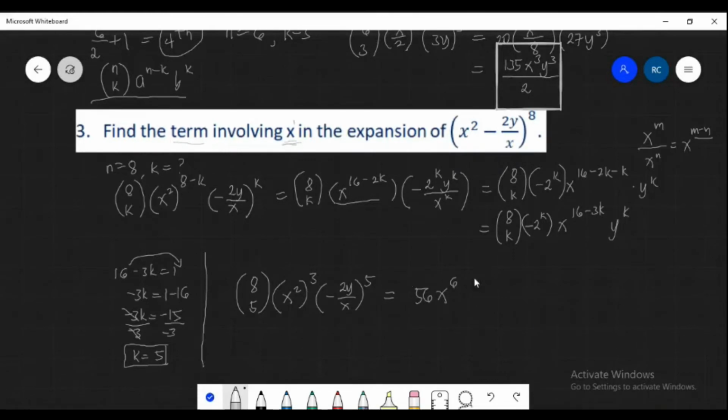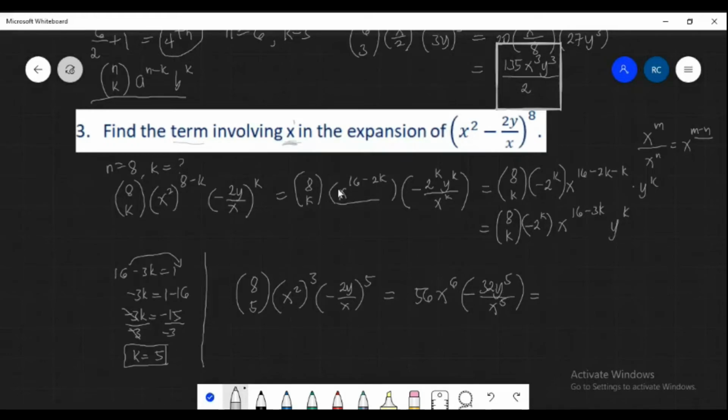And then ito, negative siya, magiging negative din dito. What is 2 raised to 5? Negative 32. Okay, negative 32 y raised to 5 all over x raised to 5. Okay. Combine natin. So, ito yung magiging x na lang, kasi 6 minus 5 is 1. So, yun na yung sagot. X na lang yung natira.